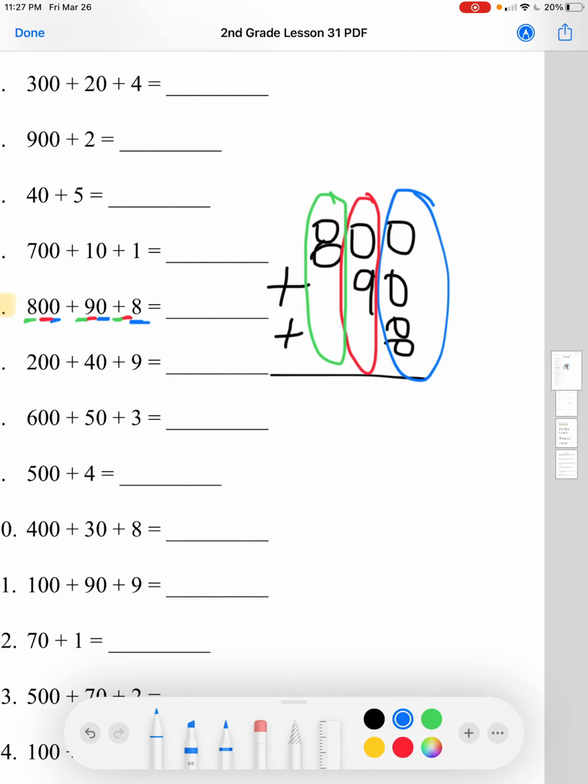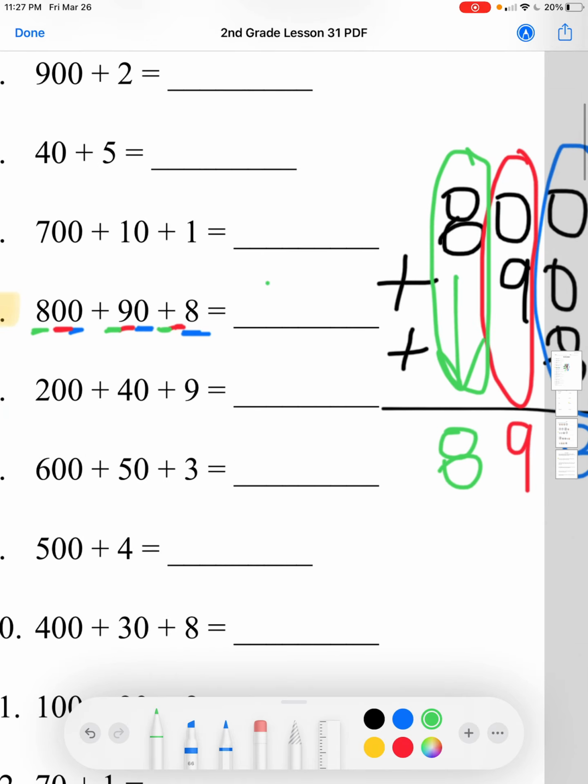We have 0 plus 0 plus 8, and that's just 8 because 0 is nothing. If you have 8 and you're adding nothing to it, it's going to stay the same. So this is 8. The tens place we have 0 plus 9, which is just 9. The hundreds place we have 8 and nothing, so we're going to bring it down. 898.